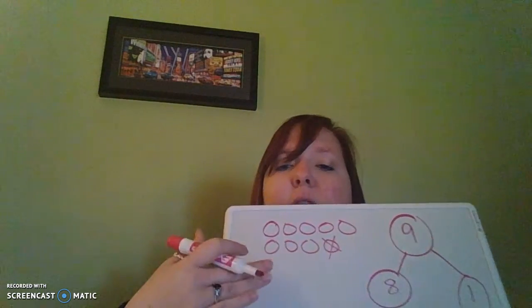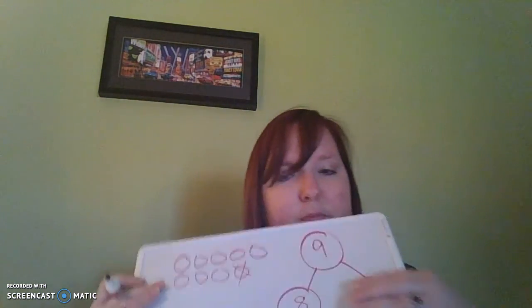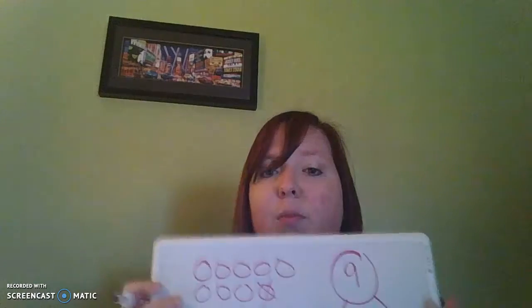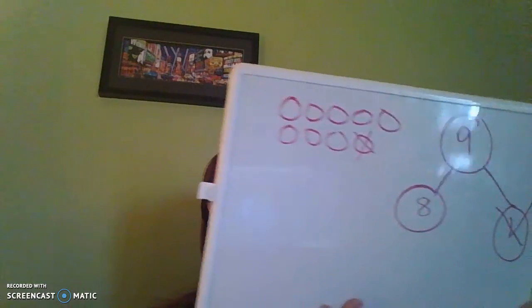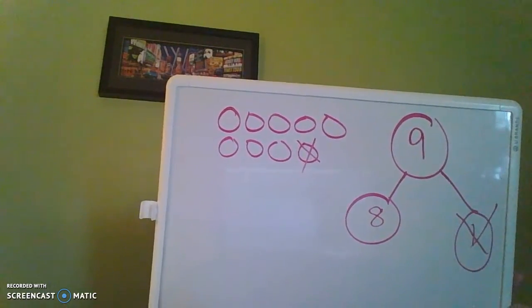You can either cover it up, right? You can cover it up. Or what else do we do? We X it out. So it's X'd out my number. Okay. Now we need to make our equation, our number sentence.